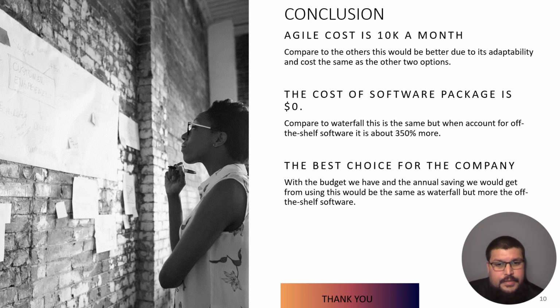Conclusion. So let's go a quick backtrack and we can choose everything that we just went through. So Agile costs about $10,000 a month. Compared to the others, it would be better due to its adaptability and cost, the same as the other two options. The cost of software package is zero. Compared to the Waterfall, this is the same. And of course, the off-the-shelf software is about 350% more. The best choice for the company with the budget and the annual savings we will get from using this will be the same as Waterfall, but off-the-shelf software.